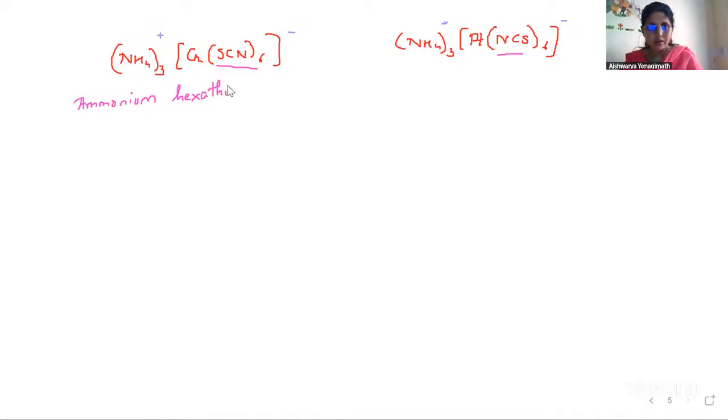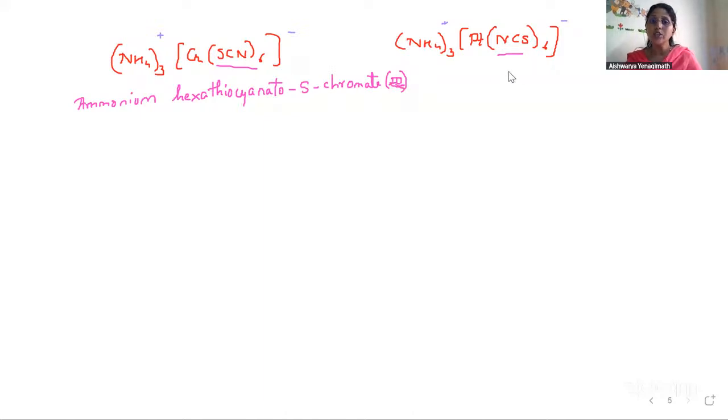Hexa thiocyaneto. Correct? Thiocyaneto. This is the ligand. Then through which point of attachment is it done? It is through S. You can write this or not, because if you don't write it, it is also okay. Then what is the central metal atom? It is chromate and the charge on it is written as 3. So this is the name. You can also write it as ammonium hexathiocyanatochromate 3. Yes, 3. So this is the name.